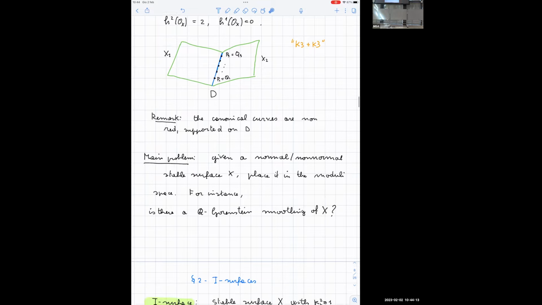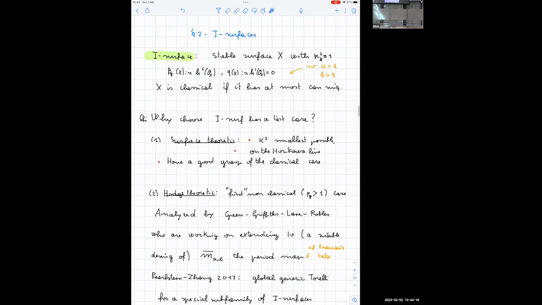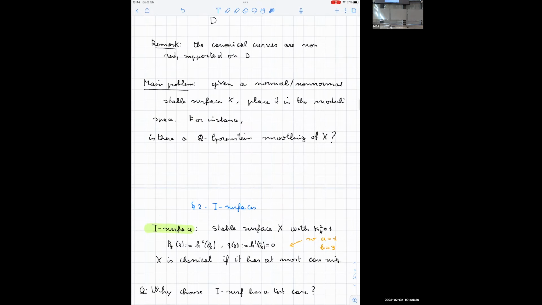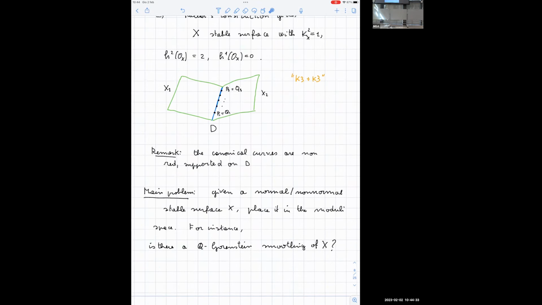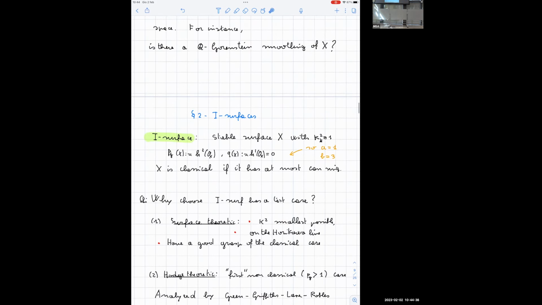So let me tell you what the nice surfaces are. It's the example we have been analyzing for a long time now. So a nice surface is a stable surface with exactly the same invariants as the example I just constructed. So it has K² = 1, the geometric genus p_g, which can also be defined as H2 of O_X.